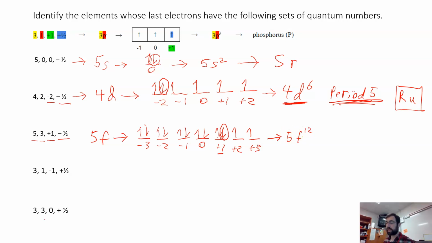We could look on our periodic table down in that F block. Remember, 5F is actually the 7th row, so that's going to be the last row on the periodic table. And 12 elements over: 1, 2, 3, 4, 5, 6, 7, 8, 9, 10, 11, 12 is Fm, or fermium.